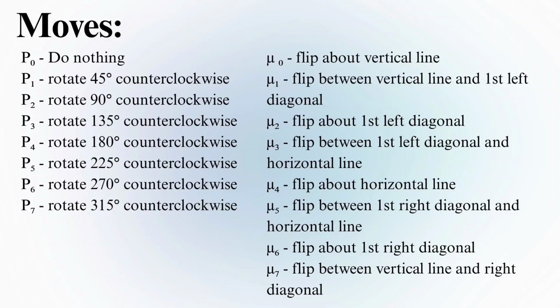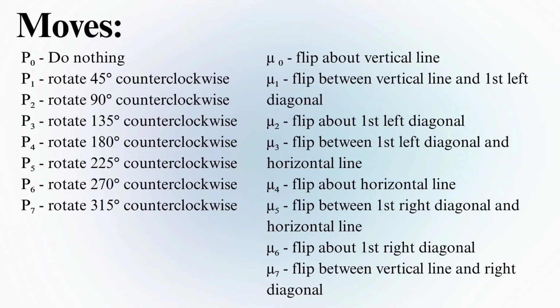For P sub 6, rotate 270 degrees counterclockwise. For P sub 7, rotate 315 degrees counterclockwise. For mu sub 0, we are going to flip about the vertical line. Mu sub 1, meaning flip between the vertical line and the first left diagonal.